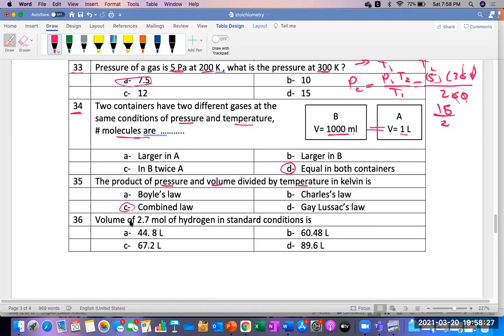The last question: the volume of 2.7 moles of hydrogen at standard conditions. At standard conditions, we can use Avogadro's number, so we need to multiply the number of moles, which is 2.7, times 22.4. It's a very big one, so how do we multiply it? I will only multiply the first two numbers, 7 and 4. 7 times 4, it will be 28, so my answer should start with 8. So it could be 44. Of course not, because we know that 22 times 2 will be 44, but actually we have 2.7, which means it will be much greater than 44. So it will be B.